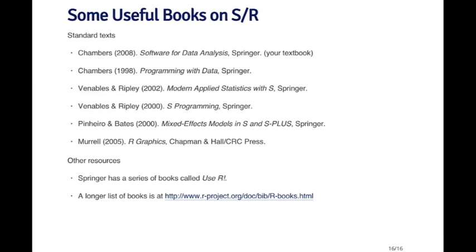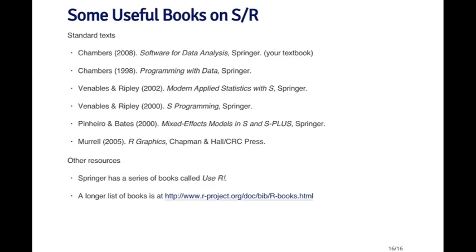So I'm just going to end here with a couple of texts that are standard or classic texts in this area. Of course, the books by John Chambers, Software for Data Analysis and Programming with Data, both published by Springer. And then there are two books by Bill Venables and Brian Ripley. One is called Modern Applied Statistics with S, and another one's called S Programming. Although they talk about S in the title, these books are both very relevant for R programming too. There's a book by Pinheiro and Bates, which is Mixed-Effects Models in S and S-PLUS. That's also quite useful for R programmers too. And finally, Paul Murrell, who designed the R graphics system, has written a book called R Graphics, and actually it's currently in its second edition right now.